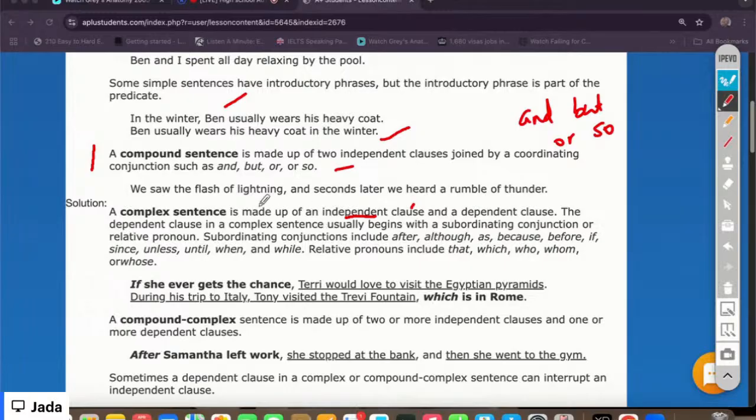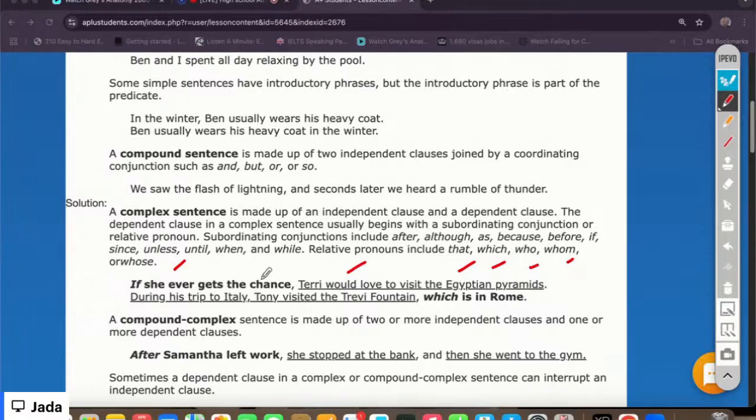So we have the complex sentence. It is made up of an independent clause and a dependent clause, just like what we did earlier before we moved on to this lesson. In a complex sentence, the dependent clause usually begins with a subordinating conjunction or relative pronoun like although, as, because, before, if, and the rest of them. And then we have relative pronouns like that, which, who, whom, or whose. So just like the first lesson we did, that's the complex sentence.